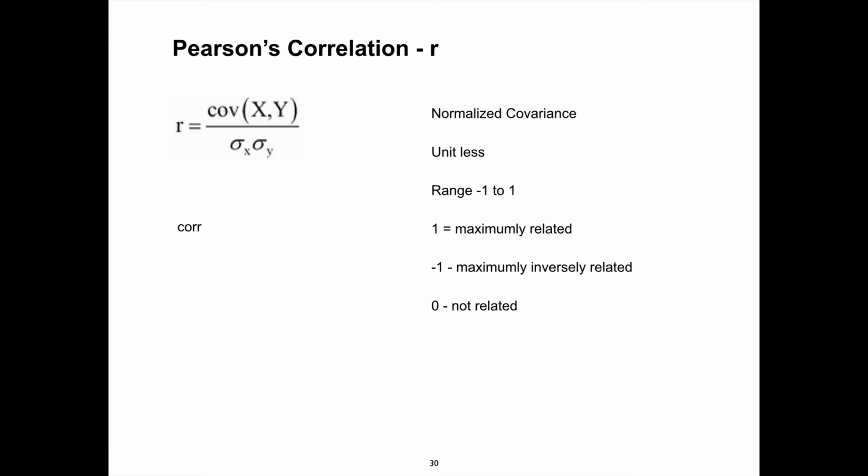Of course, like I said, the mathematicians and statisticians have been doing this for a long time. And so there's always going to be more things they can apply. Pearson's correlation is basically covariance divided by the standard deviation of x times the standard deviation of y, and this will normalize it.